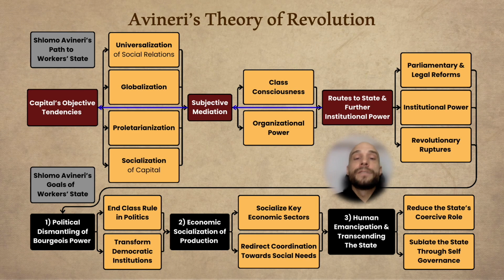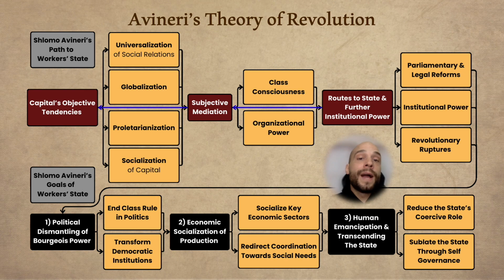Second is subjective mediation. Objective conditions alone aren't going to take us there. They must be taken up by workers through class consciousness and organizational power. Consciousness names a shared structural position. Organization stabilizes it in unions, parties, cooperatives, councils, and mass movements. This is where universal suffrage first appears as a material condition, making collective self-representation possible.